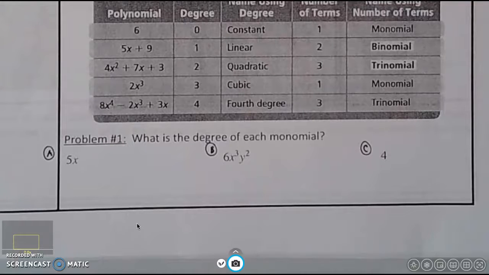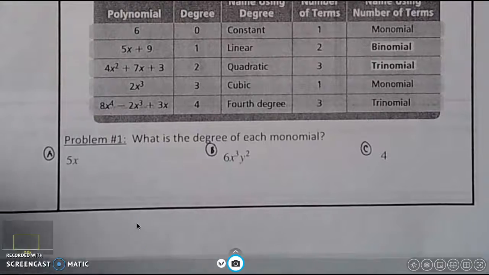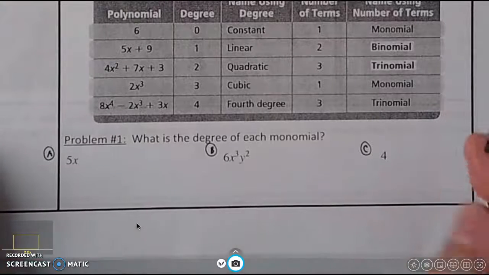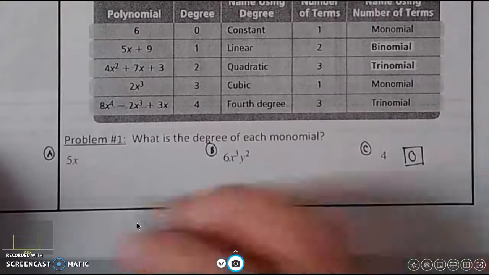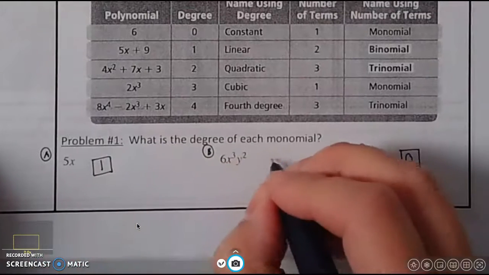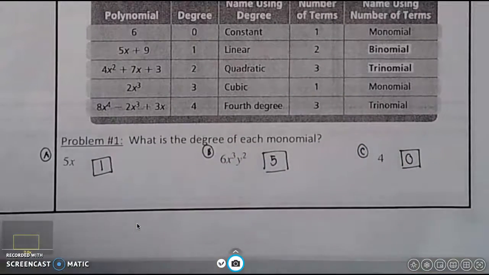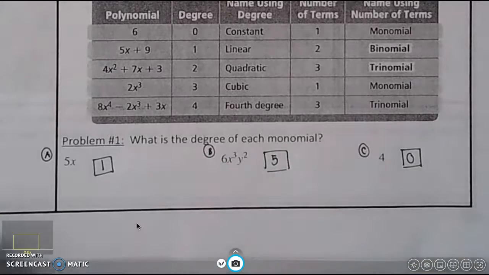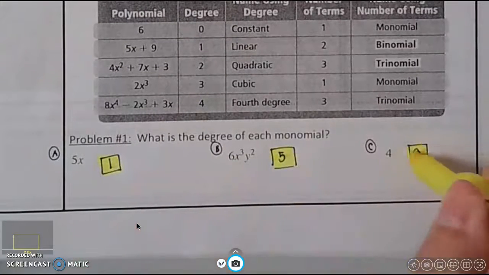Did you guys answer? Everybody got them. The only one that people missed was the last one. So remember, the degree is the powers of the variables. This has no variable, so the degree is 0. Any questions?